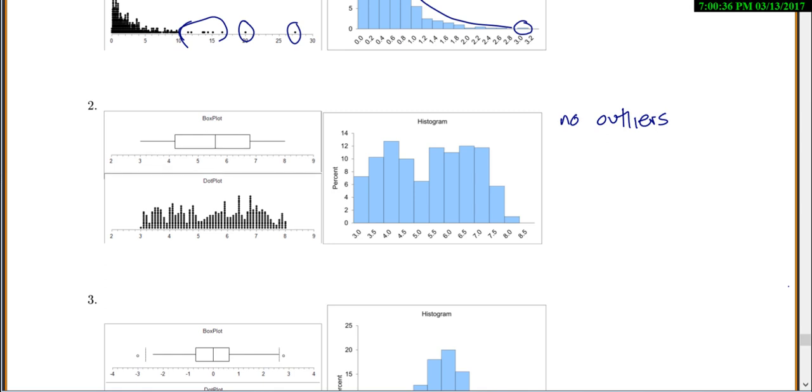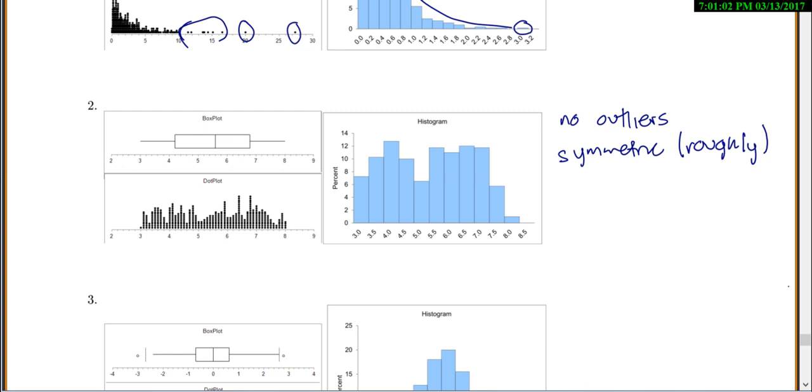What about the shape? If you look at the box plot, do the two whiskers seem about the same, the two halves about the same? Everything on the box plot looks fairly symmetric, right? The two halves are the same. And when I look at the histogram, I don't see a longer left side or longer right side. It looks fairly symmetric. It's not exact, but we'll say roughly symmetric.